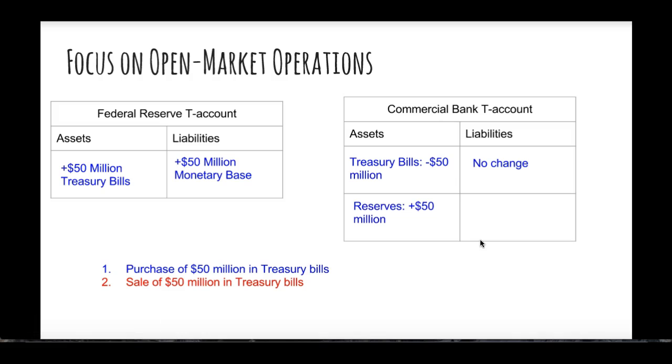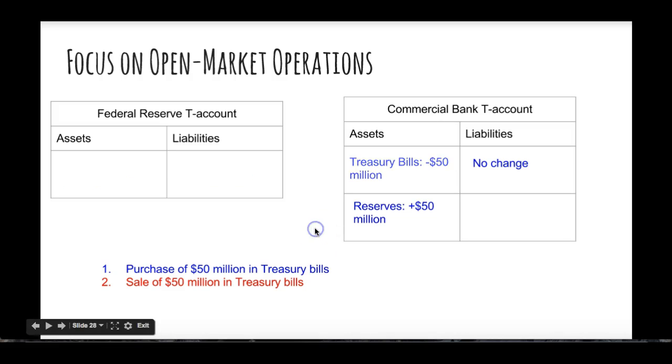Okay, hopefully that made sense. So keep in mind, the big sticky part here is that the Fed basically creates the money when they buy up the treasury bills. That's why buying treasury bills is going to increase the money supply. All right, so let's try the reverse.